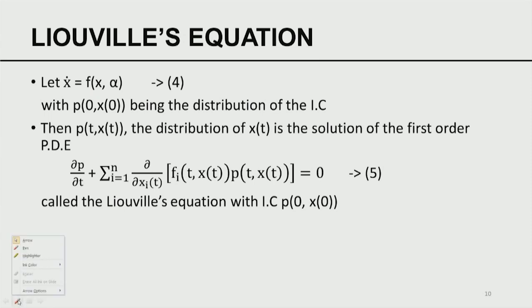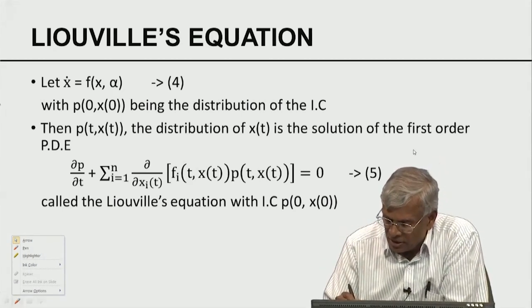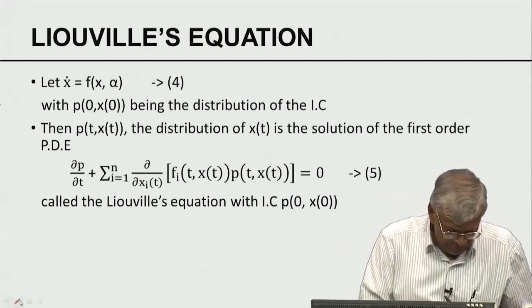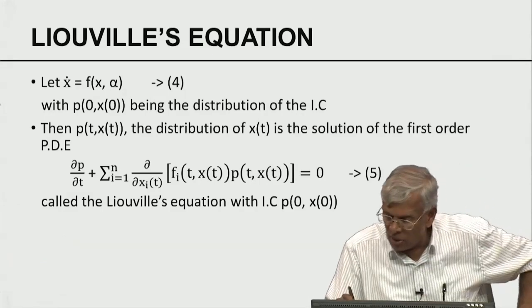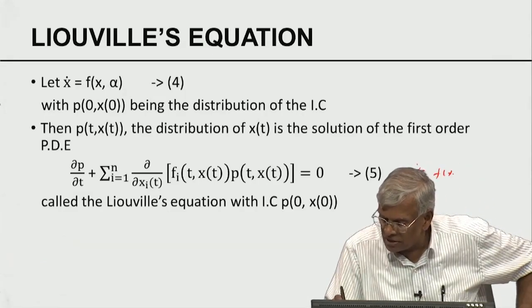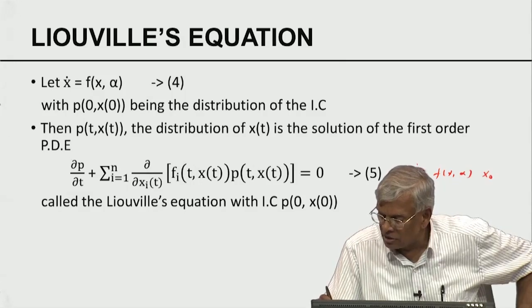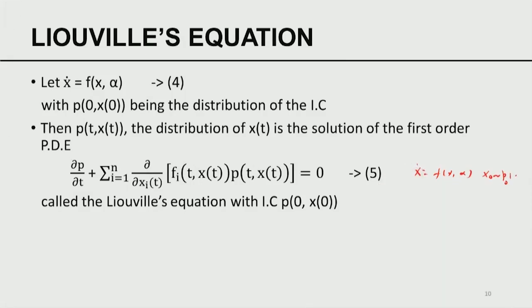So what is it that we have done? We have simulated the basic things like this. I have a dynamical equation, x dot is equal to f of x and alpha. I have given an initial condition. The initial condition has a distribution p naught of x naught. I know the solution x of t as g of x naught. That means I know the solution explicitly. So if you know the solution of the differential equation, then formula 3 in the previous page essentially gives you the distribution of the solution x of t at any t.